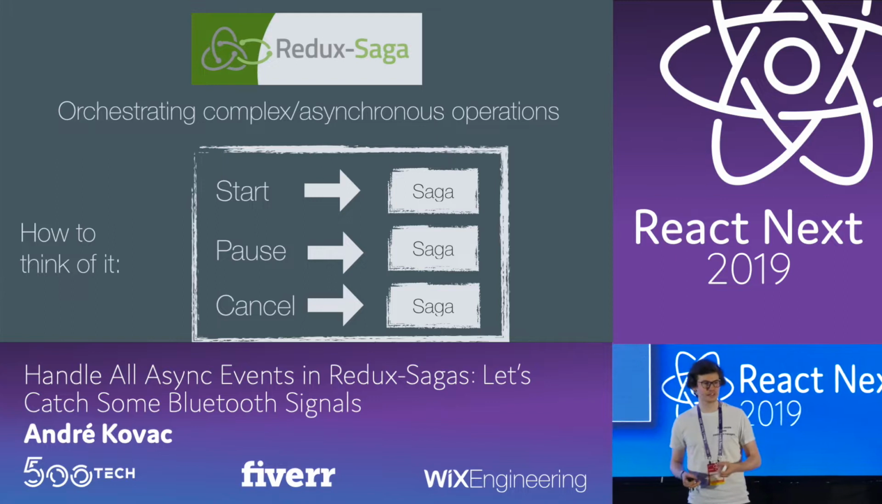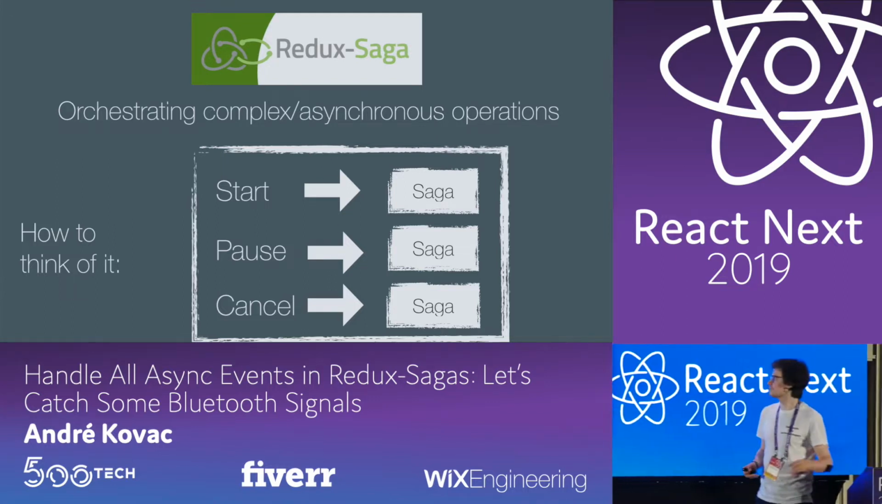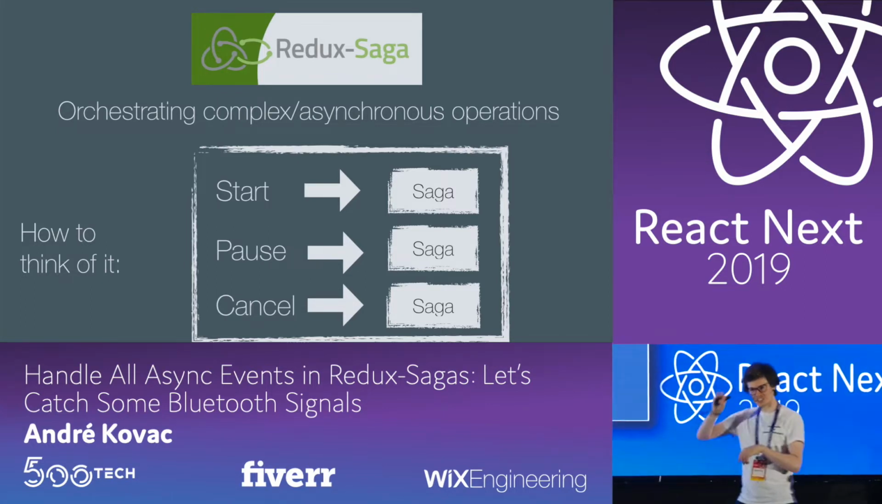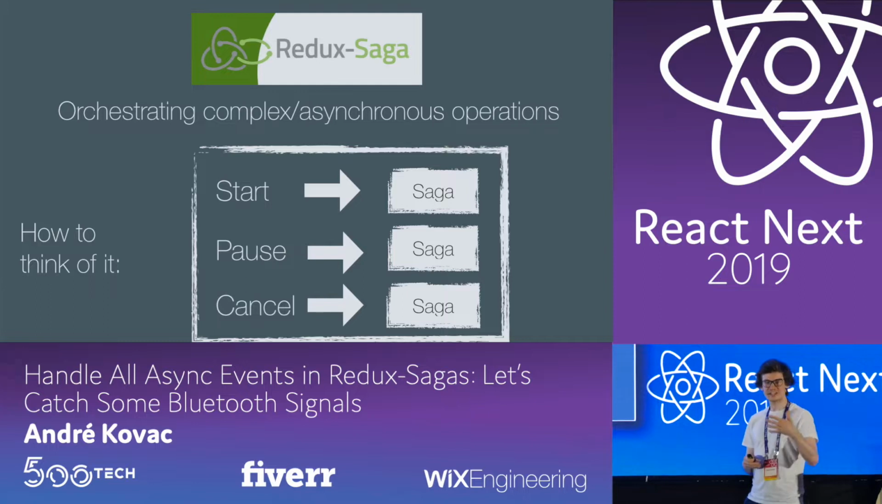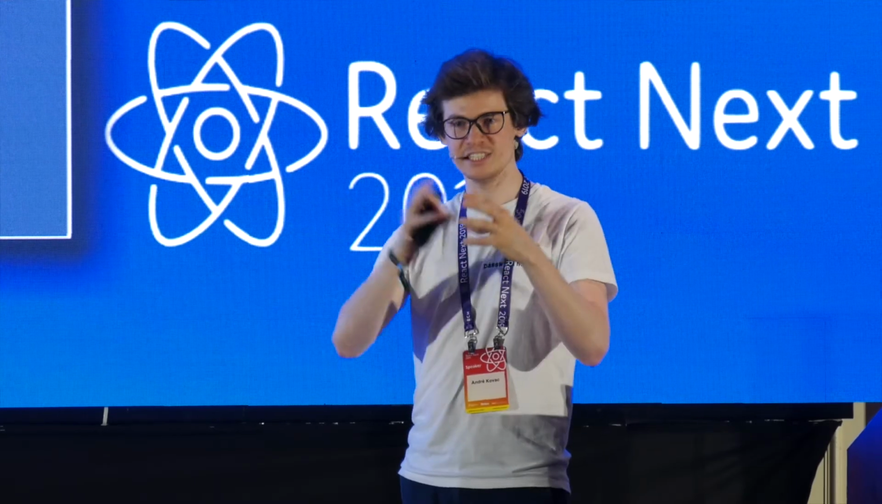For those of you who don't use it so far, you can really think of it as kind of being different threads, each being a saga, which you can start, pause, or cancel, and you do this all with Redux actions. And you can also dispatch actions from it. So it's really embedded into the whole Redux ecosystem, but with that you can do several things in parallel.